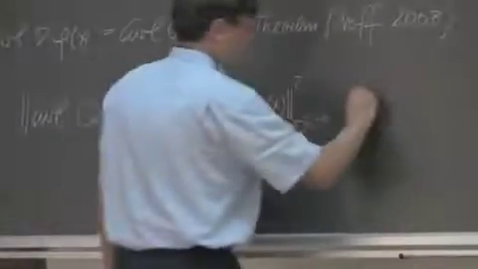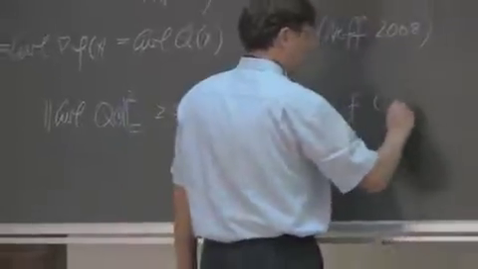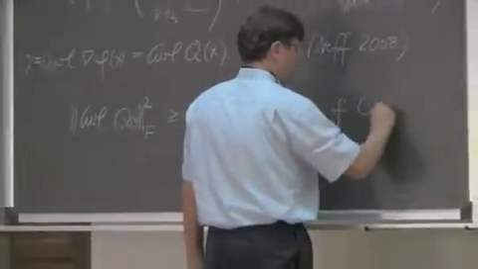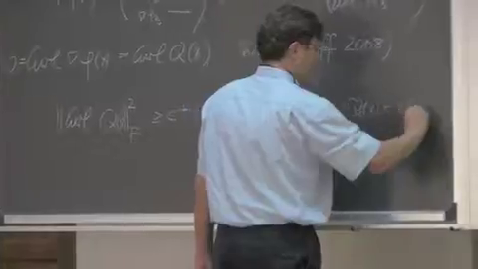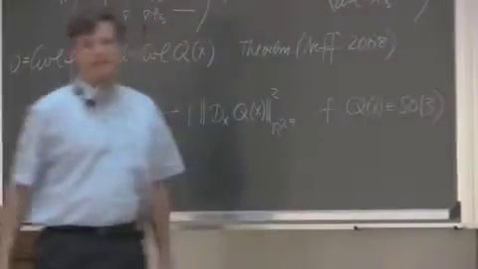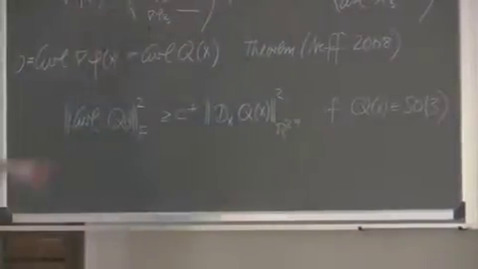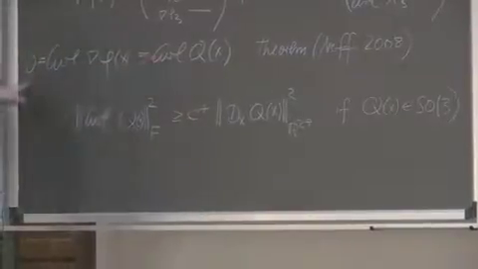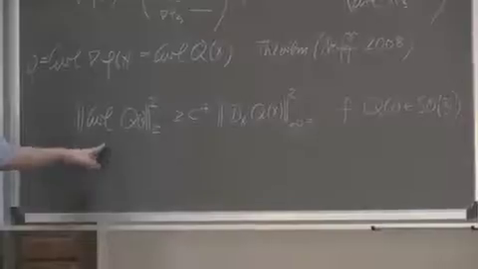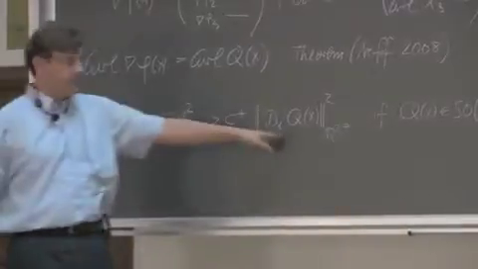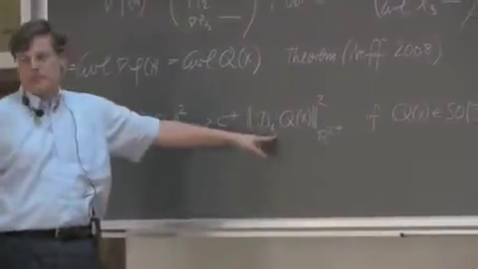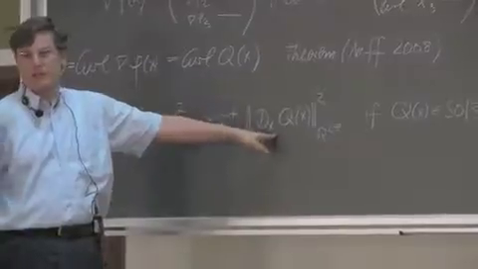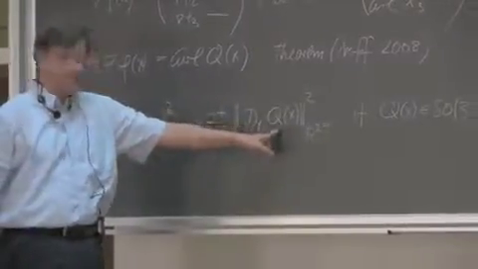If Q of x is in SO3. Now we are back in business. The curl of my orthogonal matrix is 0. This guy is 0. This guy is 0. But this is now just all derivatives of a field are 0, means the field must be constant.